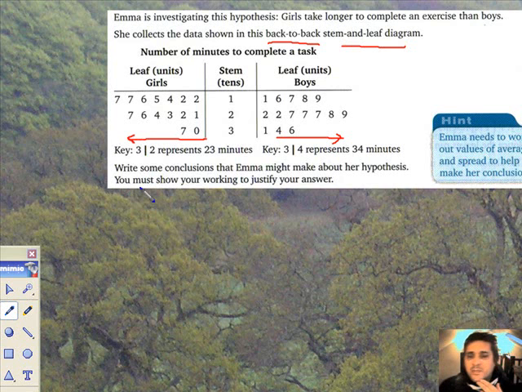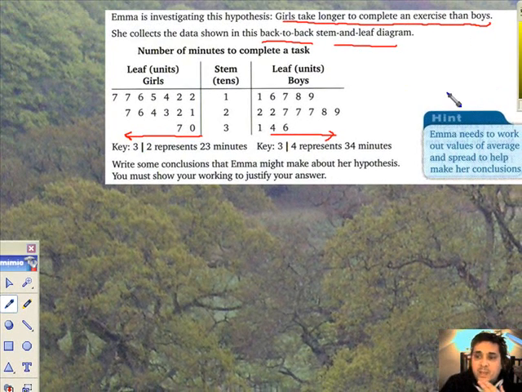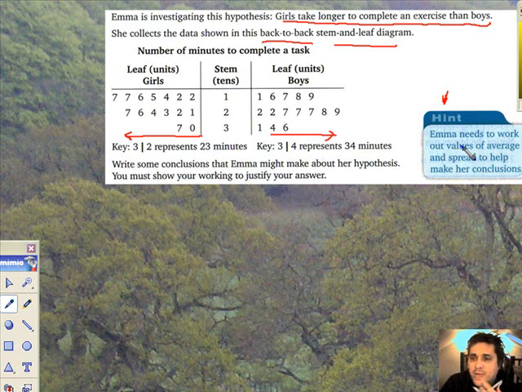It says, write some conclusions that Emma might make about her hypothesis. Her hypothesis is her idea. What is her idea? Girls take longer to complete the tests than the boys. Now we've got a little examiner's hint there, and the hint is Emma needs to work out the values of average and spread to help make a conclusion. Now what this means for us is we have to work out the average time the girls took to complete the test and the average time the boys took to complete the test.